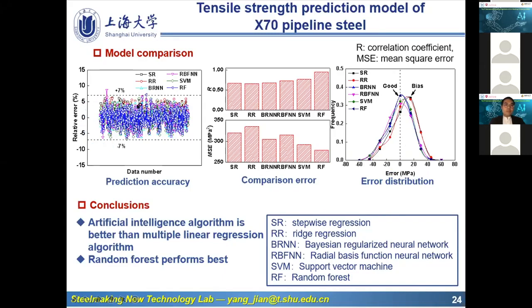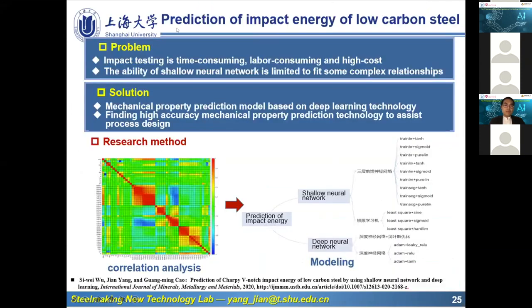very small error. And I also would like to show you the prediction of the impact energy of the low carbon steel. The problem is that impact testing is time consuming, labor consuming and high cost, and the ability of a shallow neural network is limited in fitting some complex relationships. So the solution is a mechanical property prediction model based on deep learning technology, to find a high accuracy mechanical property prediction technology to assist the process design.